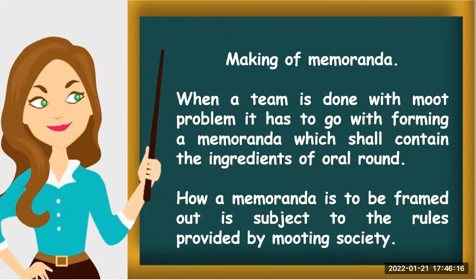Now let's move on to the making of memoranda, which is a very important thing relating to written advocacy. When a team is done with the moot problem, it has to go on to forming a memoranda. Memoranda is also called a memorial, which shall contain the ingredients of the oral round. Before reaching the oral round, you have to first make a memoranda, which is known as written advocacy. How a memoranda is to be framed is subject to the rules provided by a mooting society.